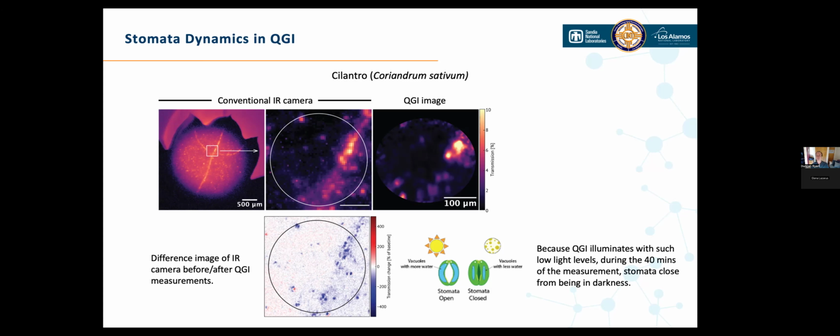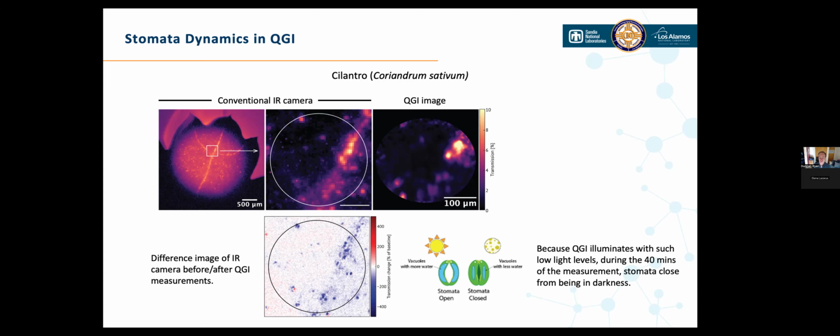Our ghost imaging took about 40 minutes to acquire that ghost image. So I took a picture of the cilantro leaf before, and that's my reference. I also took an image of it afterwards and compared the difference of the cilantro before and after 40 minutes of being in complete darkness. When you put the plant in darkness, after about 40 minutes, the stomata close. So that image on the bottom is showing the difference of intensity between the image I took before and the image I took afterwards.